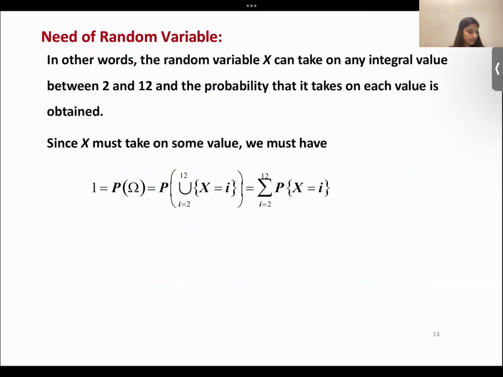So this is how you define it. This is the probability of your sample space. It is defined as a sum between 2 and 12 of the probability that x is equal to i, where i could be anything between 2 and 12. When you add all the probabilities of all these, you get a total of 1. So this one here denotes your function.